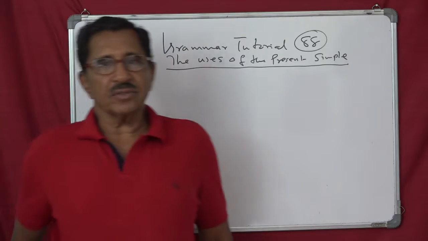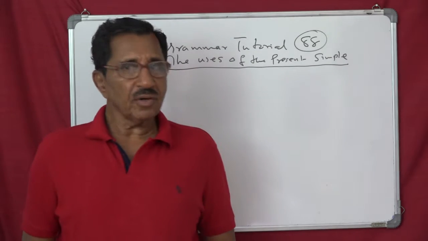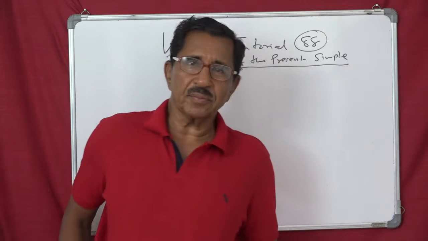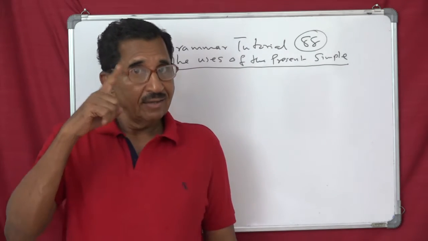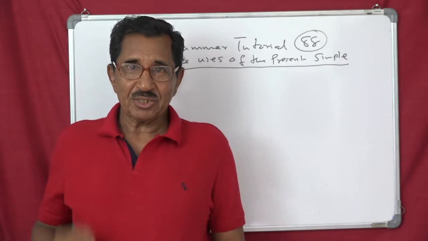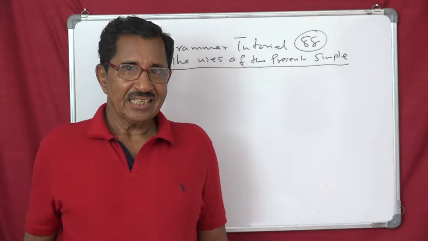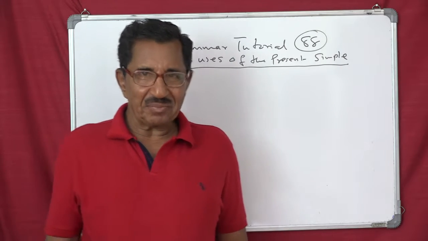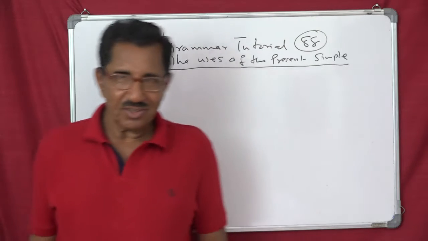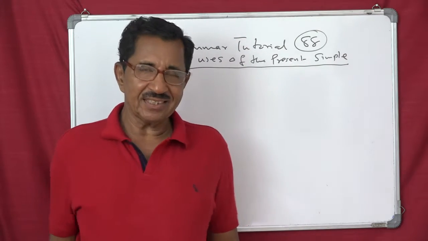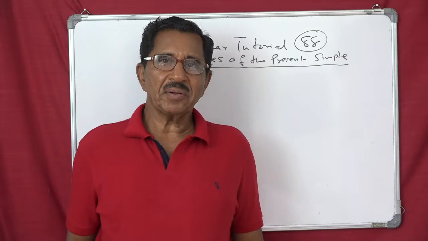Hello friends, now we saw that simple present is used for the first and most important use of the simple present. What is that? Repeated actions or habits. He smokes cigarettes. He takes water daily. In the morning, some people drink 2-3 bottles of water. Or he plays cards. That's his habit. He spends his money by playing cards.